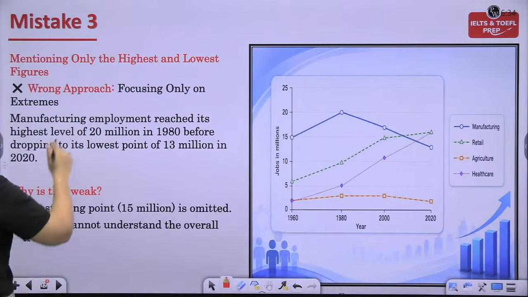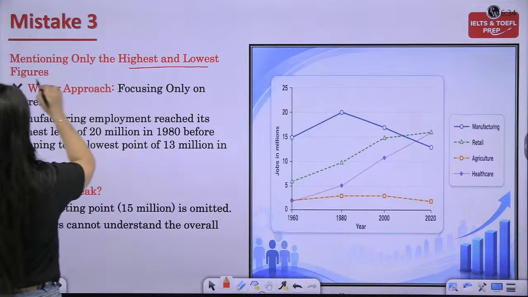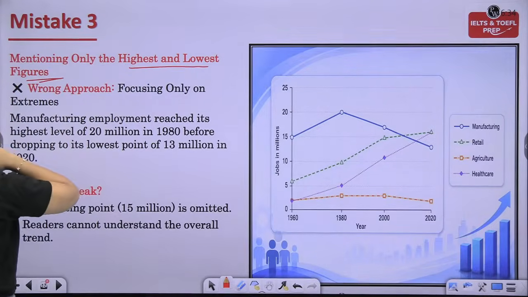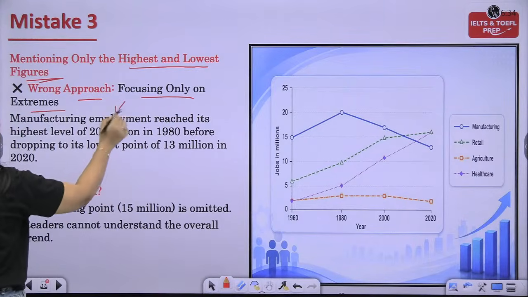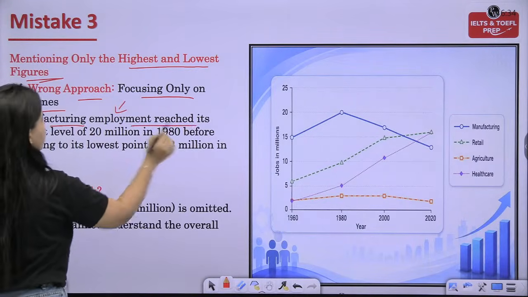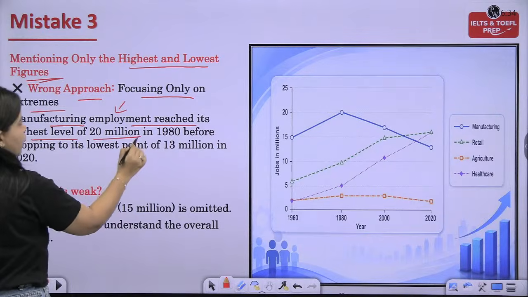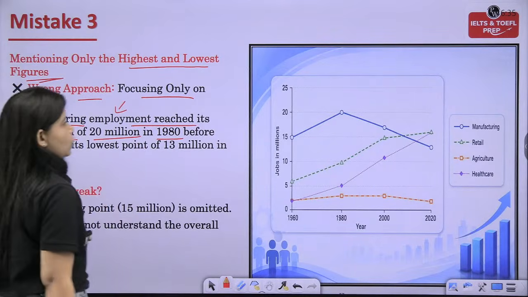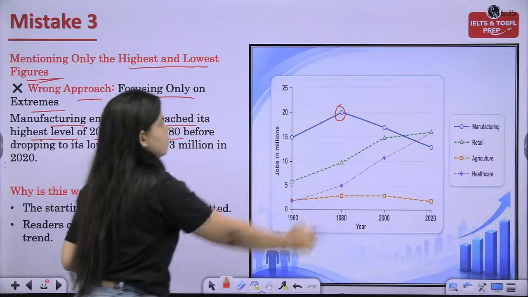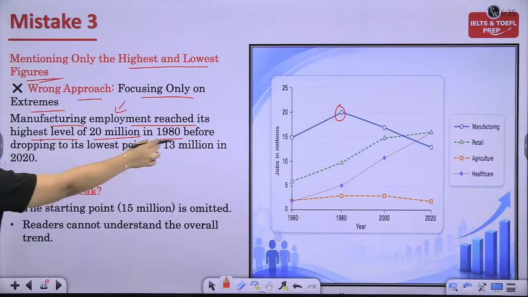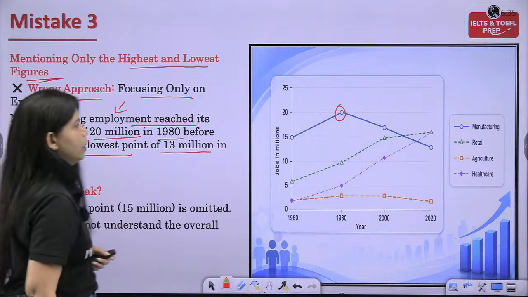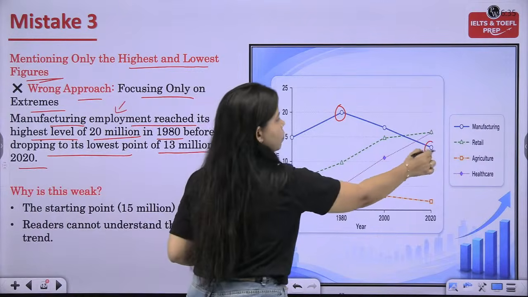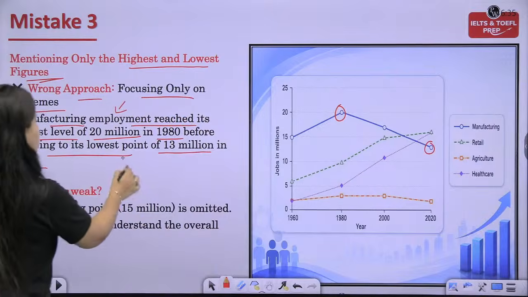It says mentioning only the highest and lowest figures. ये तो सबसे common mistake है. Wrong approach. Focusing only on extremes. Example, manufacturing employment reached its highest level of 20 million in 1980. So हमने highest बता दिया. 20 million in 1980 before dropping to its lowest point of 13 million in 2020. That's it. Highest and lowest bata diya. This is also the wrong approach.